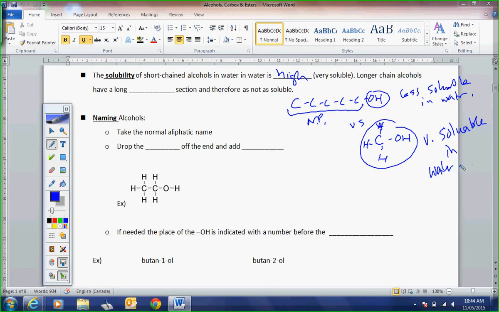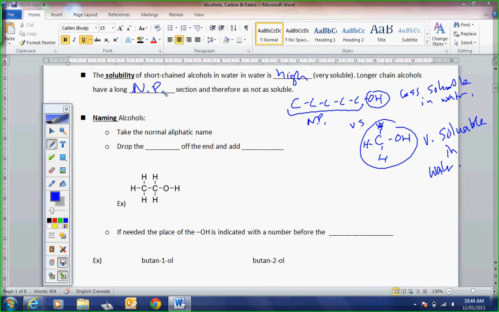So the solubility of short-chain alcohols in water is high, very soluble. Longer-chain alcohols have a long, what? Non-polar section, and therefore are not as soluble. Okay. Questions so far? All of the above have just been talking about what kind of property? Physical property. Good. Okay. You guys are being boring today. Can you talk more, please, for me?